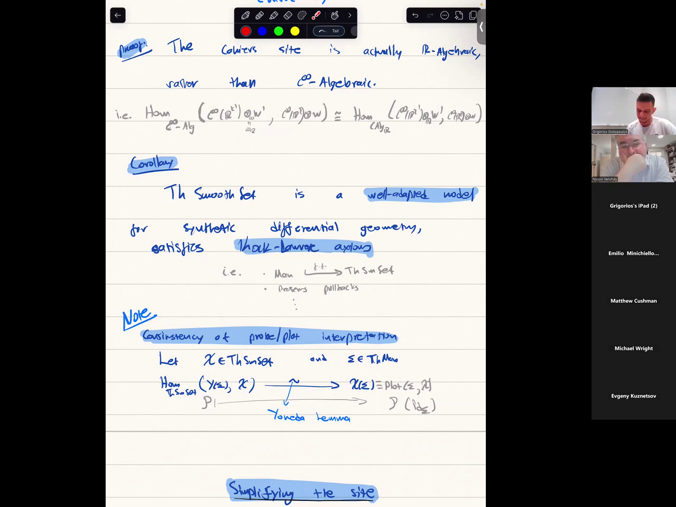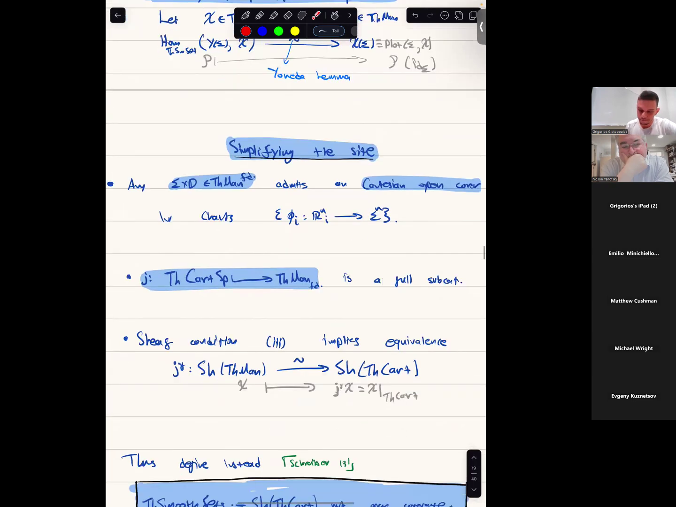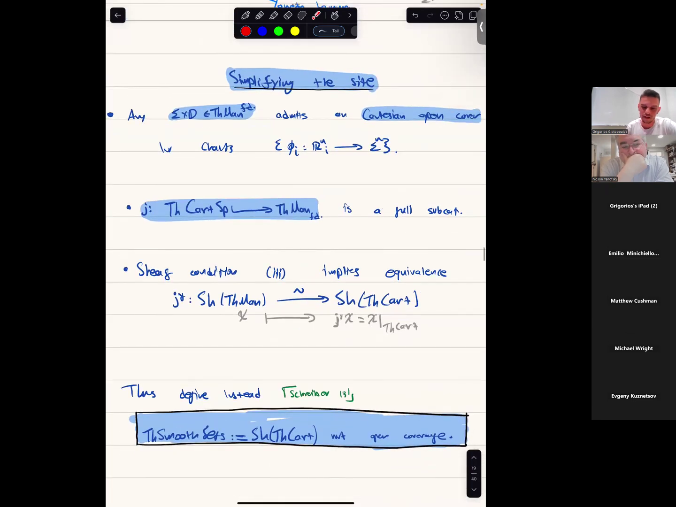Yeah, exactly. So let me just say we can simplify the site further. The reason being is that any sigma cross D has a Cartesian open cover with charts covering our manifold.